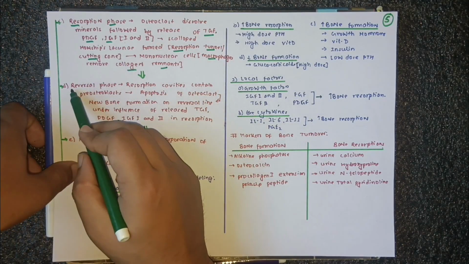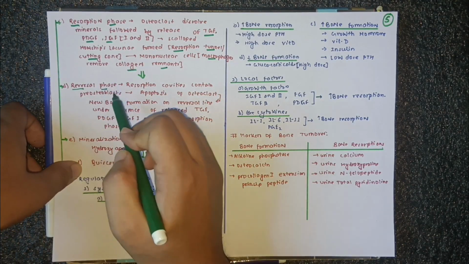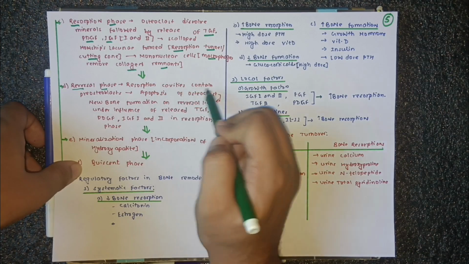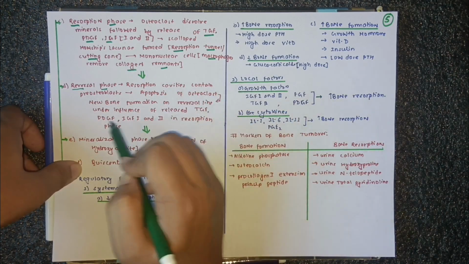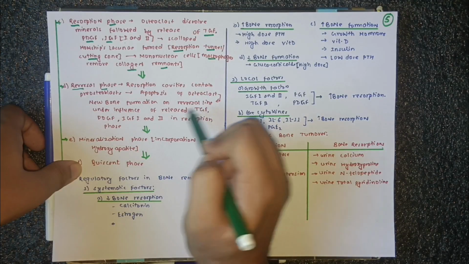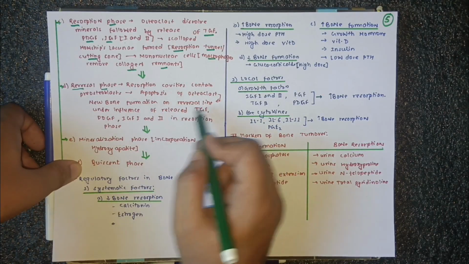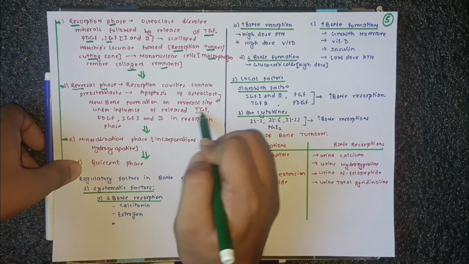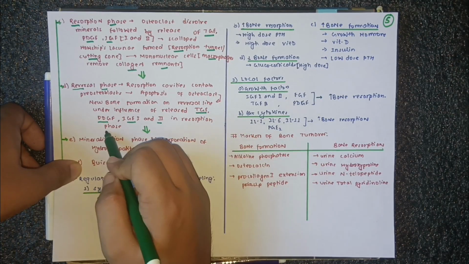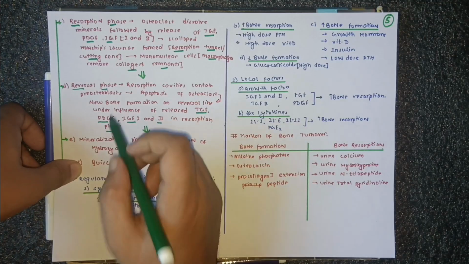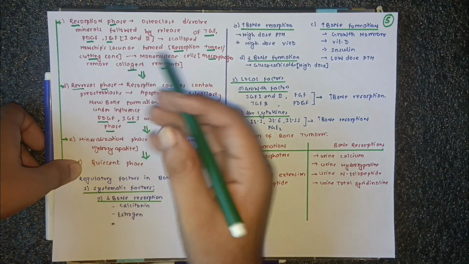In the last step, after the resorption phase, we have the reversal phase. In the reversal phase, resorption cavities contain pre-osteoblasts, and there is apoptosis of the osteoclasts. New bone formation then occurs on the reversal line under the influence of the released TGF, PDGF, IGF-1 and IGF-2 from the resorption phase.